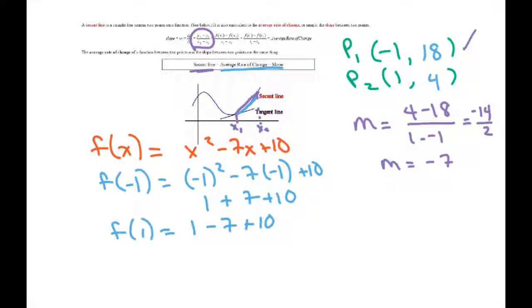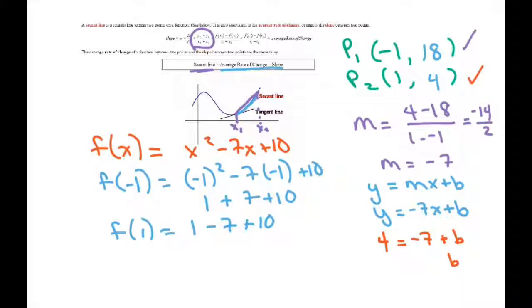Now we need to find the equation of the secant line. So we're going to use y equals mx plus b, which is y equals -7x plus b. To find our b, let's just plug in this point. So we get 4 equals -7 plus b. So b equals 11. Yeah, this is going to be hard to graph. So this is y equals -7x plus 11.